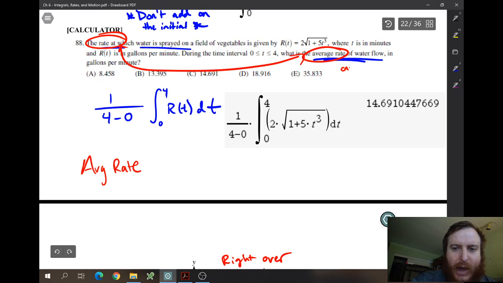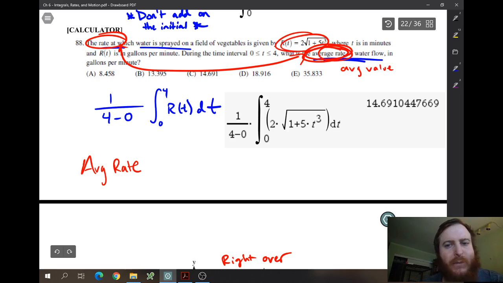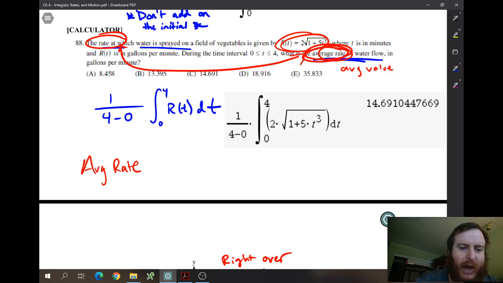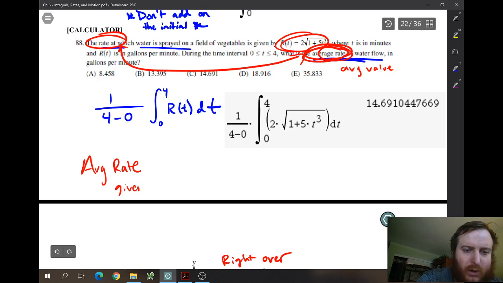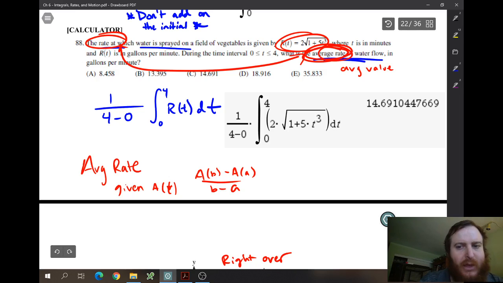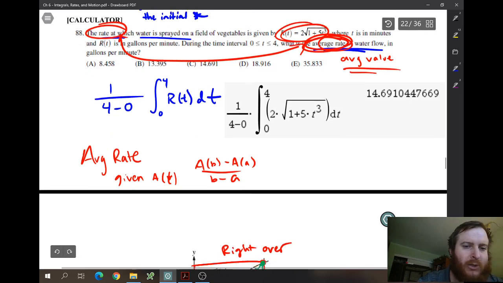This is actually an average value question, right? And it's because basically we have the formula of the rate. So whenever those are the same thing, we do that. Now, if it had said average rate and we were given the value for the amount of vegetables or the amount of water, whatever it is, the amount of water sprayed, right? If we were given some amount formula, then we would have done like a of b minus a of a over b minus a, because we saw average rate and we had the amount. But whenever it matches up, that's always average value. So this was actually a really tricky question.